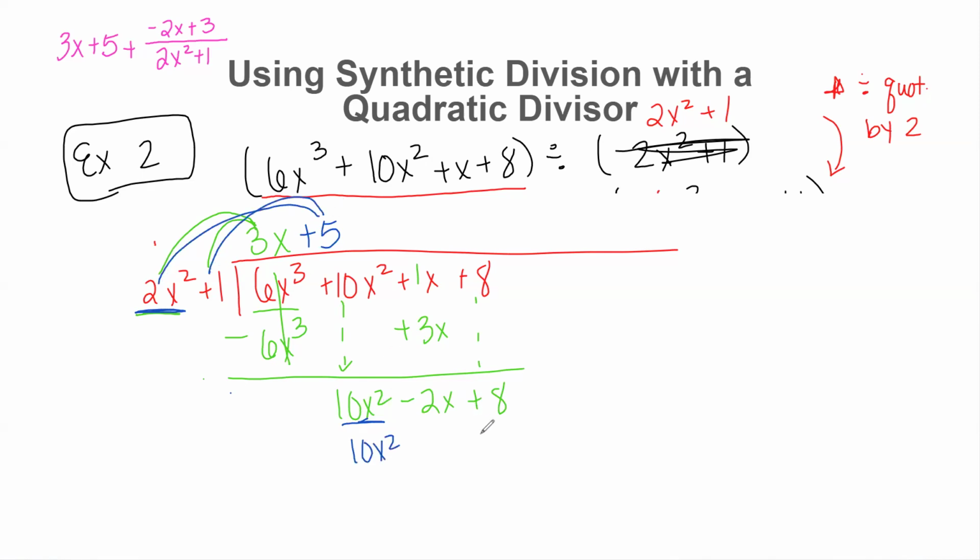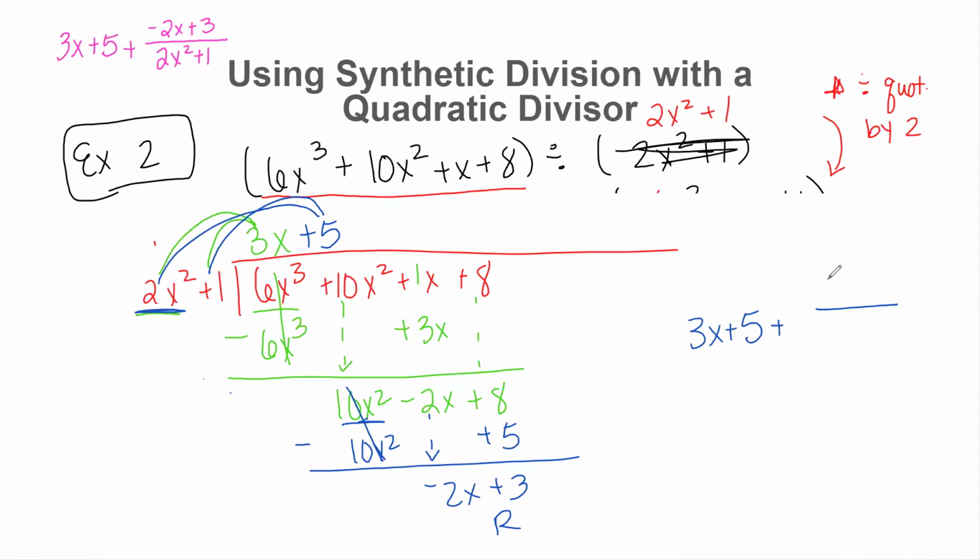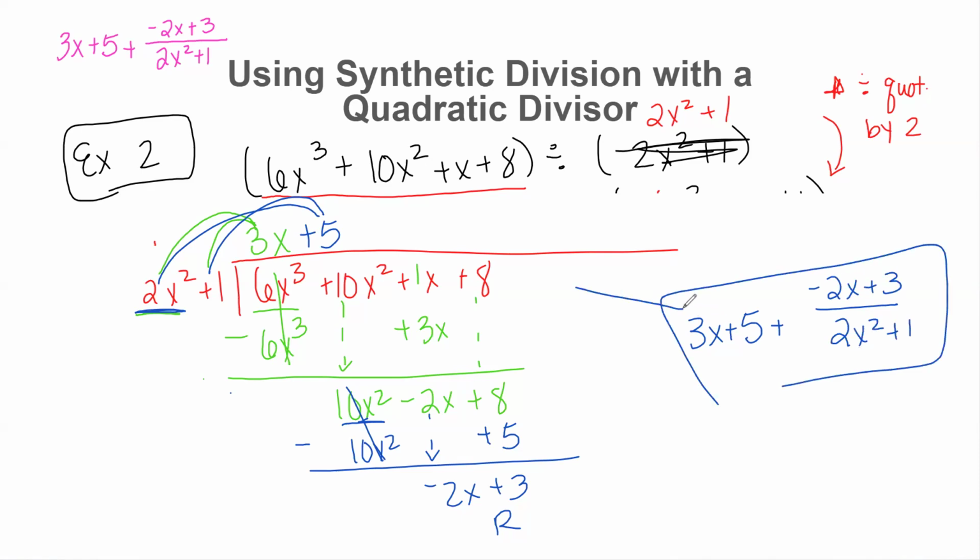1 times 5 is 5. Make sure that's at the constant. Subtract. This will cancel. Drop straight down. And there you go, remainder. So we get an answer of 3x plus 5 as our quotient, plus a remainder of negative 2x plus 3 over the original divisor. Does that match the pink that we got from synthetic? Yes.